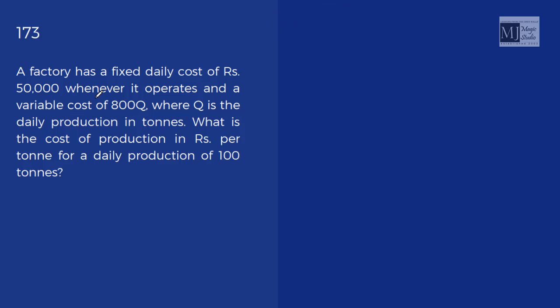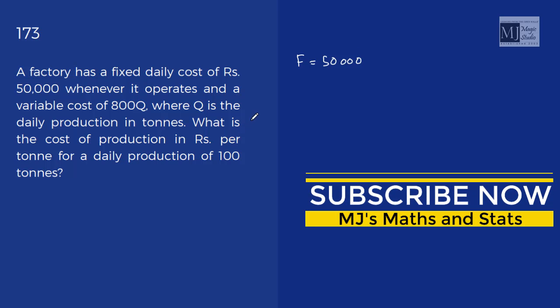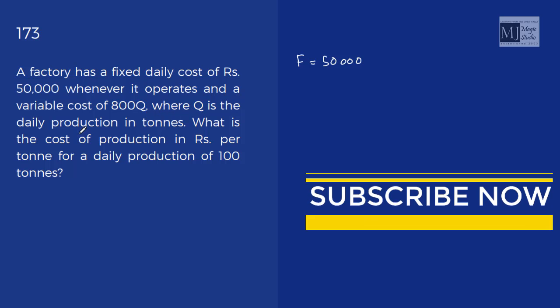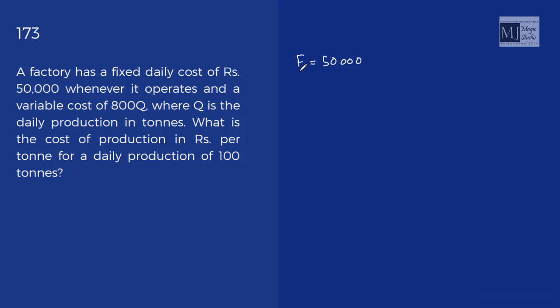A factory has a fixed daily cost of rupees 50,000 whenever it operates, that is fixed cost, and a variable cost of 800 Q, where Q is the daily production in tons. What is the cost of production in rupees per ton for a daily production of 100 tons?